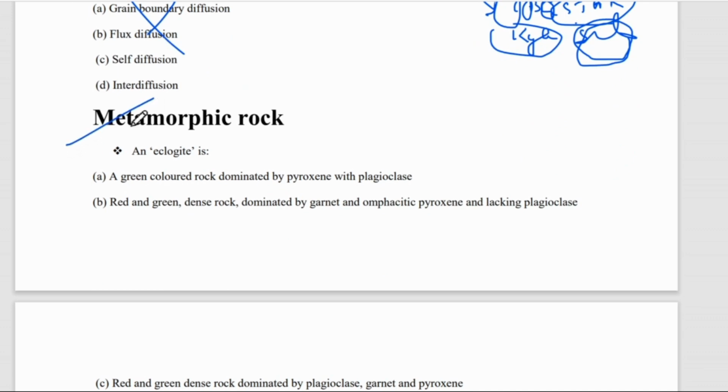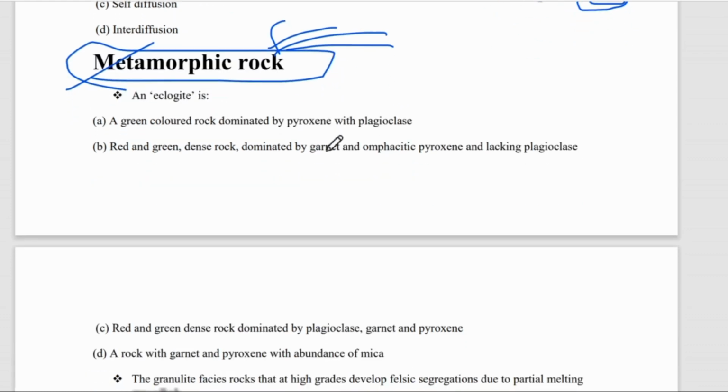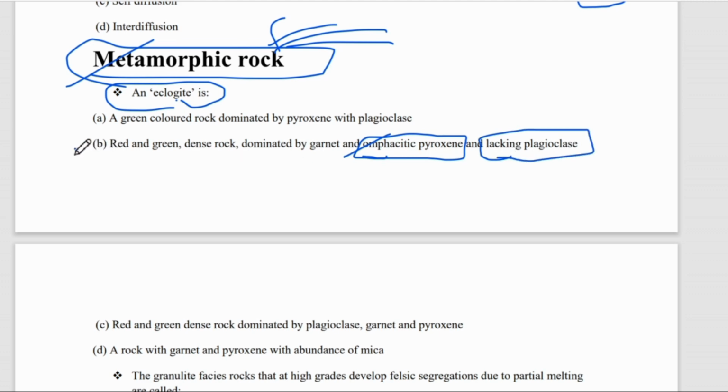Next is metamorphic rock. There are different types of metamorphic rock: quartzite, hornfels, eclogites, charnockites. So let's see what is eclogite. Eclogite is an amphibole rich rock. As you see, amphibole is written over here, and one more thing, it will not contain plagioclase. So you will mark B as the option.